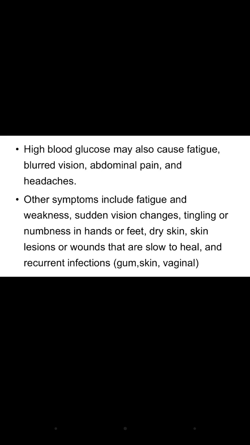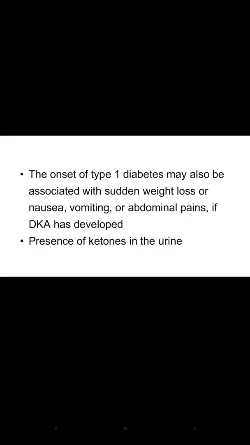And there may be fatigue, weakness, sudden vision changes, tingling or numbness in the hands and feet, dry skin, skin lesions or wounds which are slow to heal, and recurrent infections like gum infection, skin infection, and vaginal infection. Then the onset of type 1 diabetes may also be associated with sudden weight loss or nausea, vomiting, or abdominal pains if diabetic ketoacidosis has developed or there is a presence of ketones in the urine.